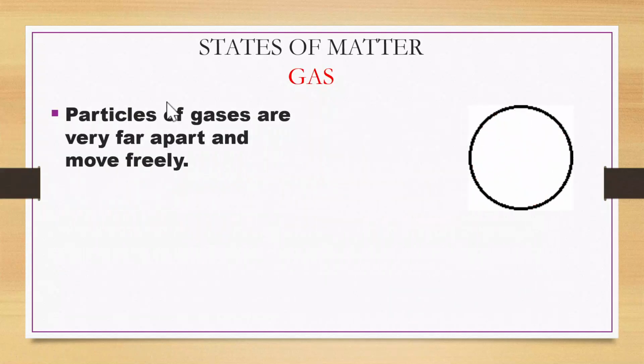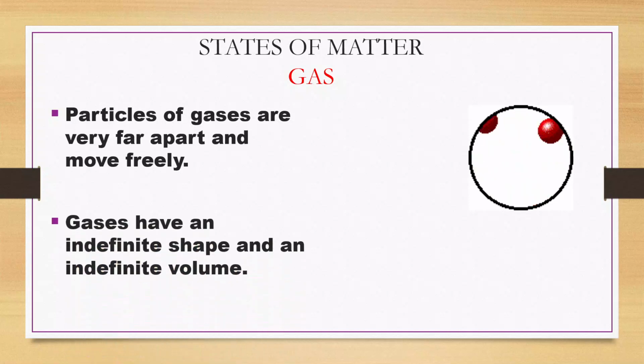Once matter has reached a gas state, particles are very far apart and move freely. Gases have an indefinite shape and an indefinite volume, meaning they can be compressed.